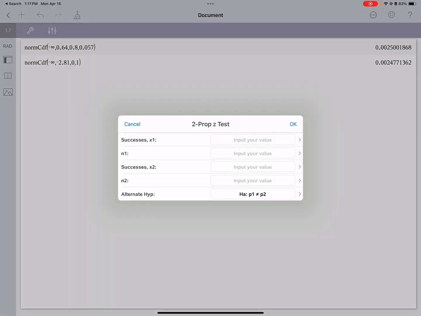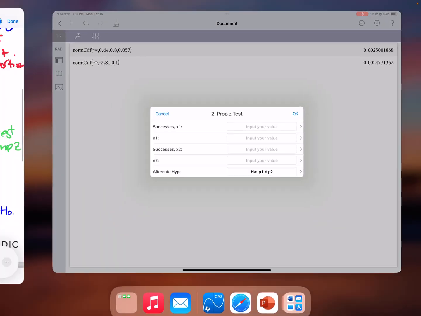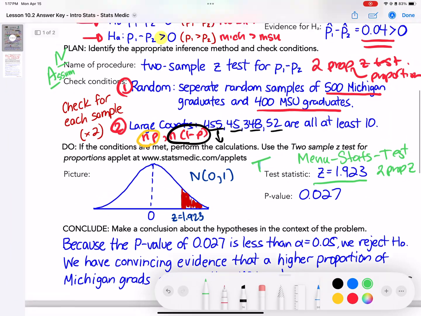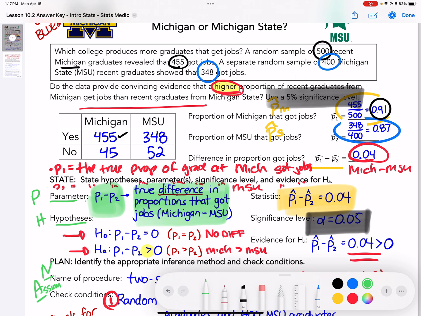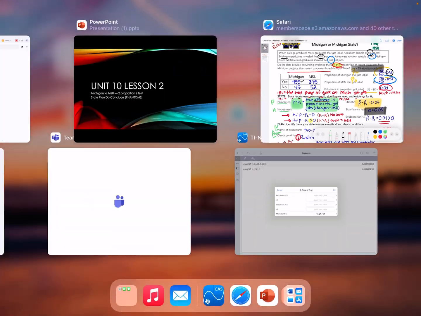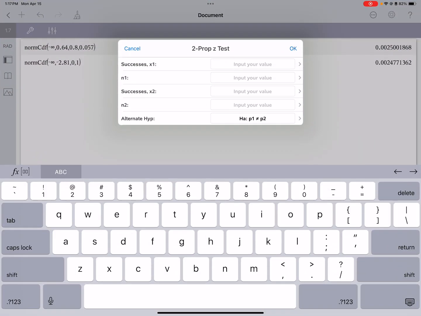It gives you all of this here, successes. That's these numbers here. Successes has to be a whole number, because if I say how many times did you succeed at something, you're not going to say point something. So I have 455 out of 500 and 348 out of 400. So 455 goes here out of 500 and 348 out of 400.